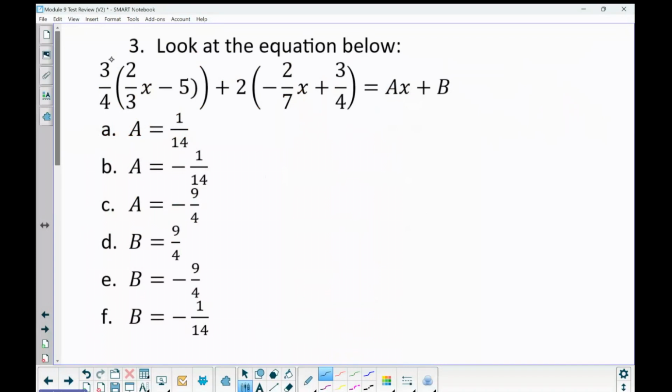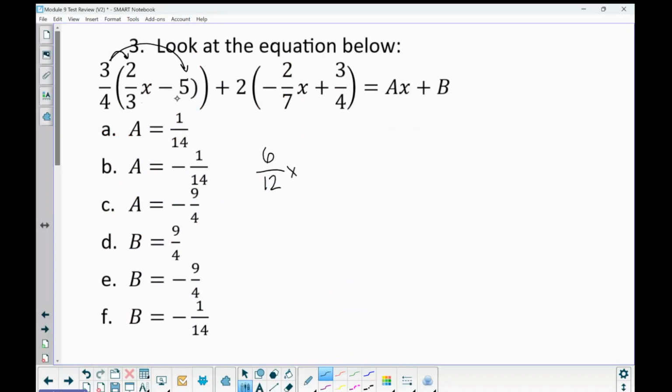Number 3. Here we are going to be distributing. We have a fraction directly outside the parentheses. We're going to distribute it in. Now remember, anytime you're multiplying a fraction, you want to do fraction times fraction. You just do numerator times numerator, denominator times denominator. So I'm going to start with 3 times 2, which gives me 6. And 4 times 3 is 12, and I keep my x.